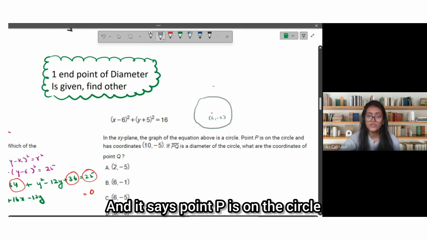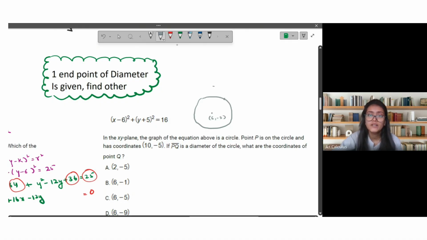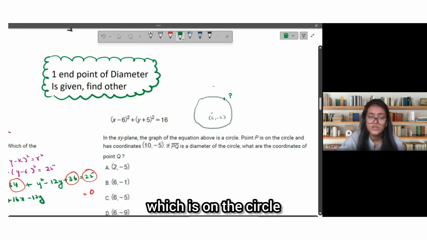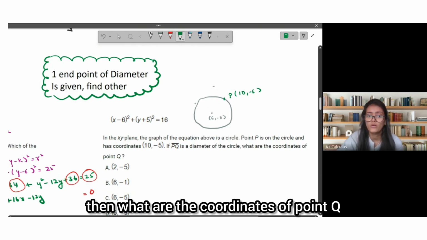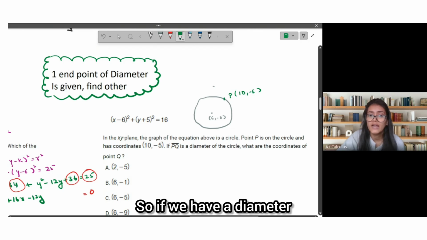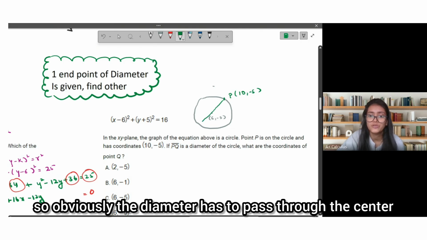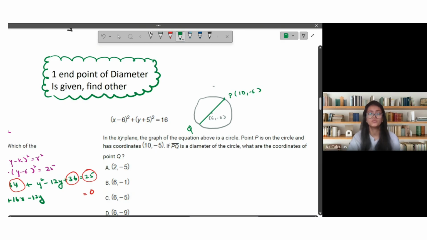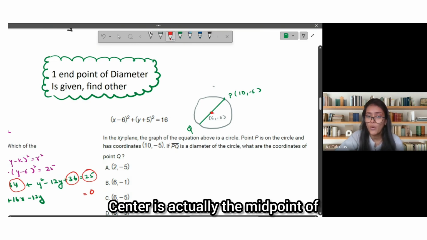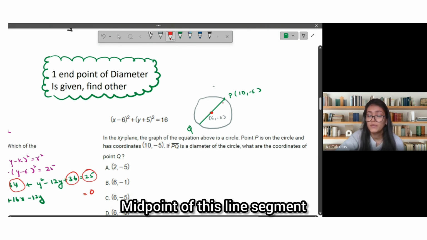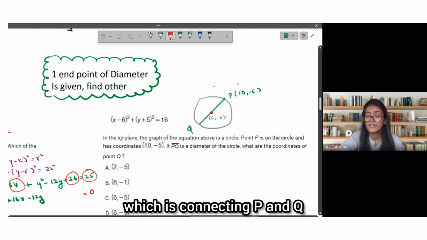And it says point P is on the circle. So there is a point P which is on the circle, and it has coordinates 10, comma, -5. And if PQ is a diameter of the circle, then what are the coordinates of point Q? So if we have a diameter, obviously the diameter has to pass through the center. So this point is Q, and we have to find out the coordinates of point Q. Okay, so now obviously you know that the center is actually the midpoint of this line segment, the line segment which is connecting P and Q.